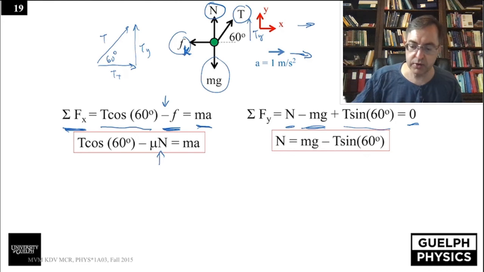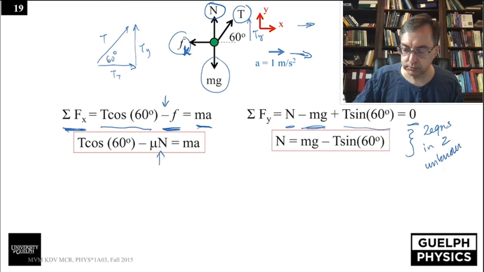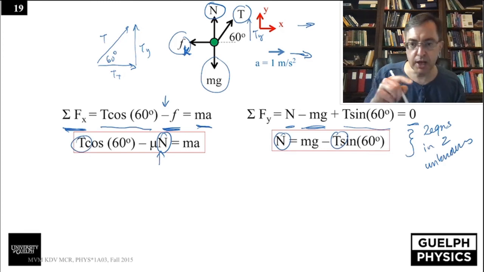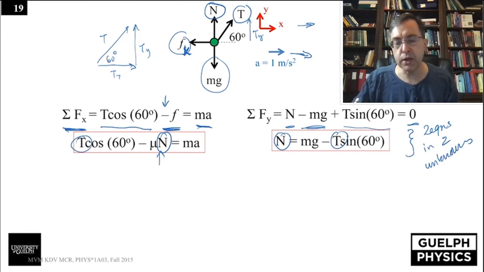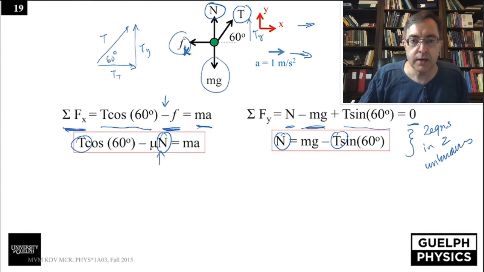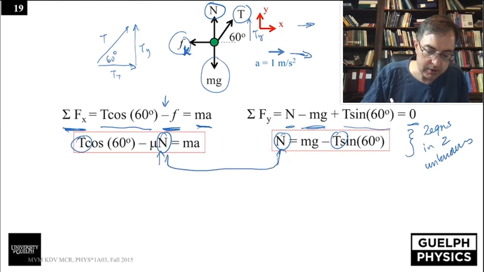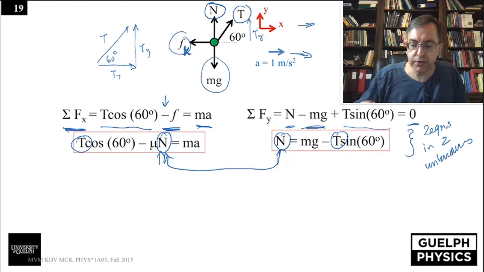But I still have, again here, two equations in two unknowns. Okay, so my unknowns here are the normal force and tension. The question asks me for the tension in the string, so I want to eliminate the normal force and solve for the tension. And so I can do that here because I know the normal force in terms of the tension from this equation here, and I can substitute that into here and then solve for the tension.